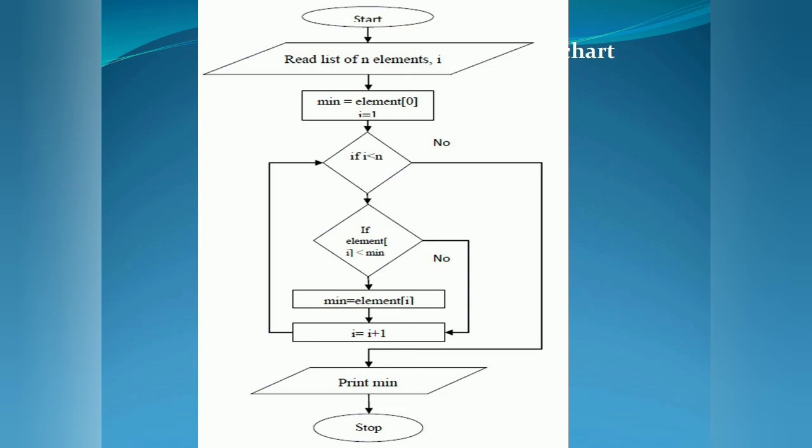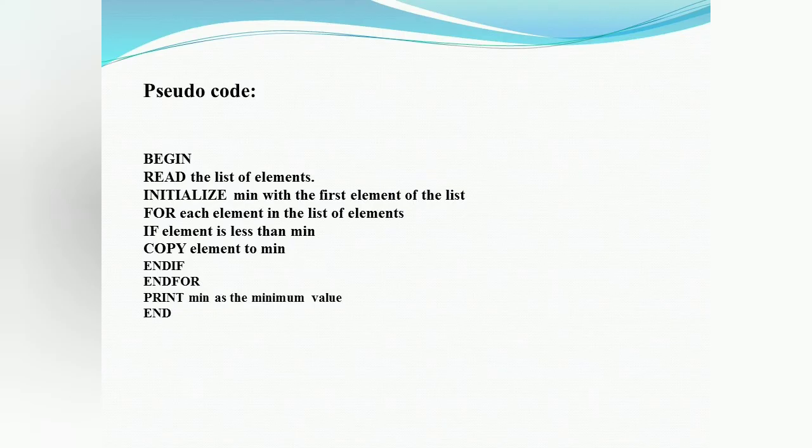Here is the pseudocode for finding the minimum in a list. All the keywords in the pseudocode should be in capital letters.